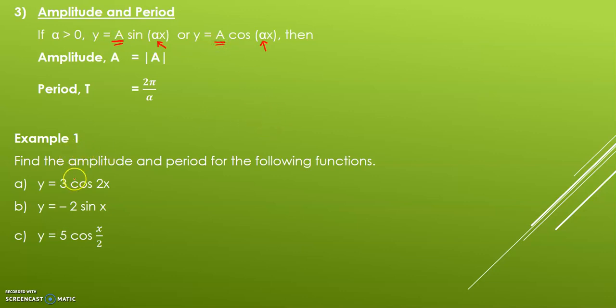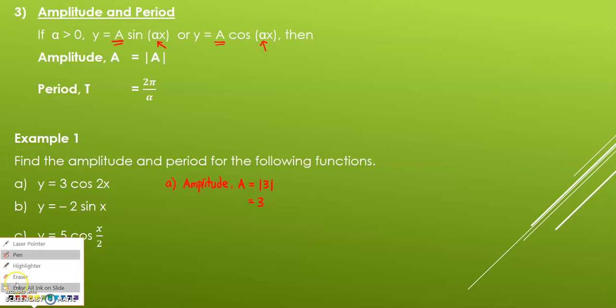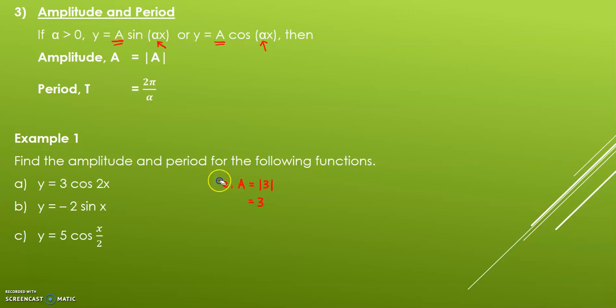So let's look at example 1. Find the amplitude and period for the following function. Let's say question A. Our amplitude, using the symbol A, is equal to the value in front of trigo. So here is 3. So we can put it as modulus of 3, or equals 3.